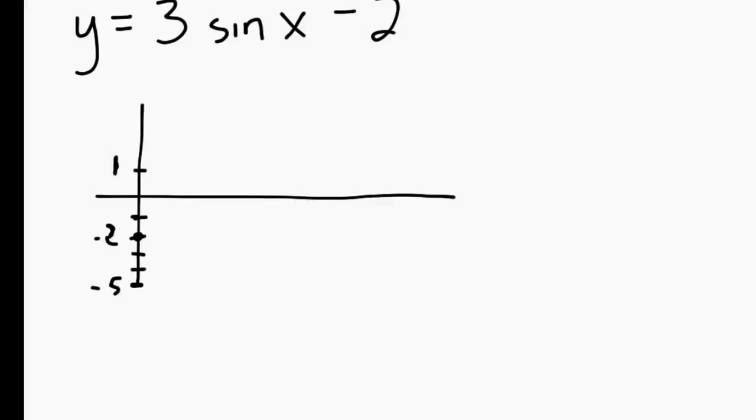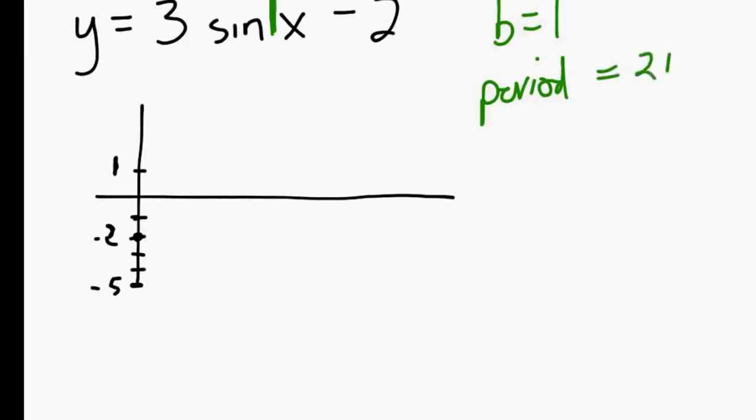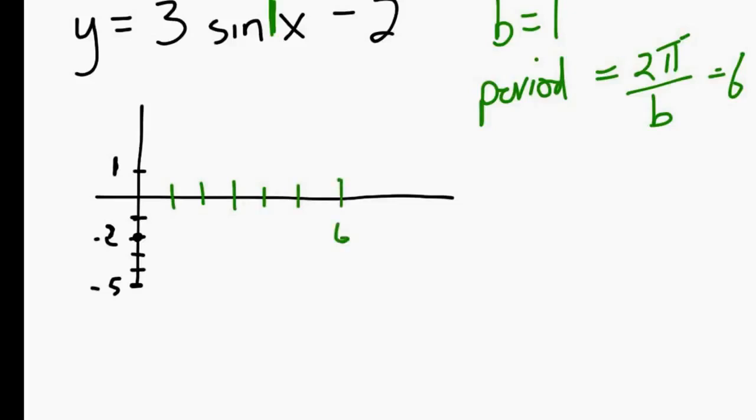And the tricky one in this case is our period. Because it's just sine of x, our B number is 1. So our period, we can do the formula in reverse. The period would be 2 pi divided by B. So 2 pi is roughly 6, divided by 1 would be about 6, a little bit over 6. So that means in our graph, when we get to 6, we're going to be making one complete cycle.